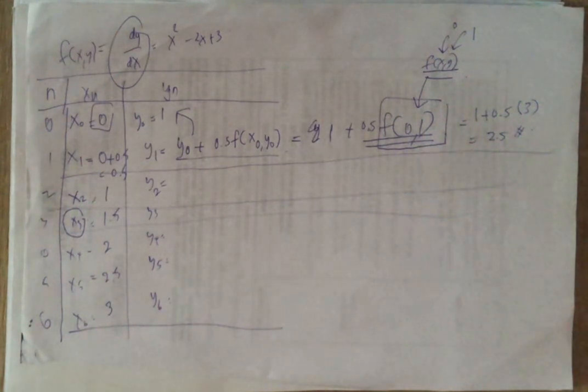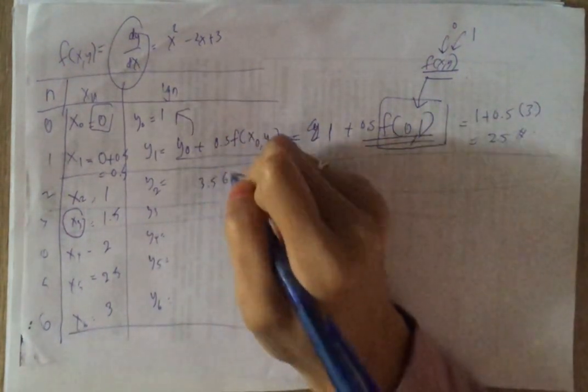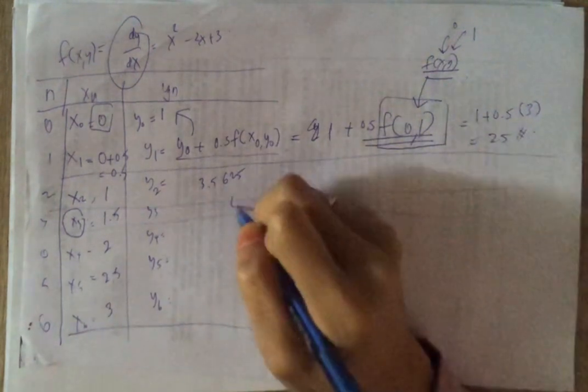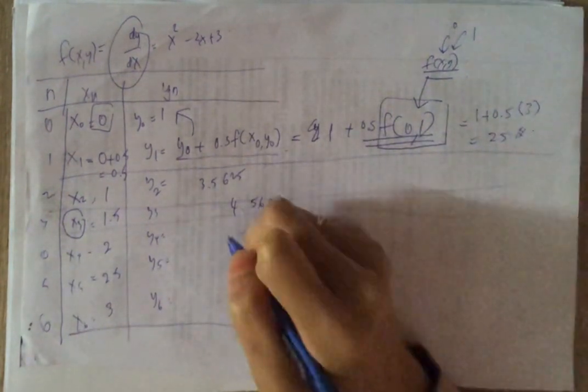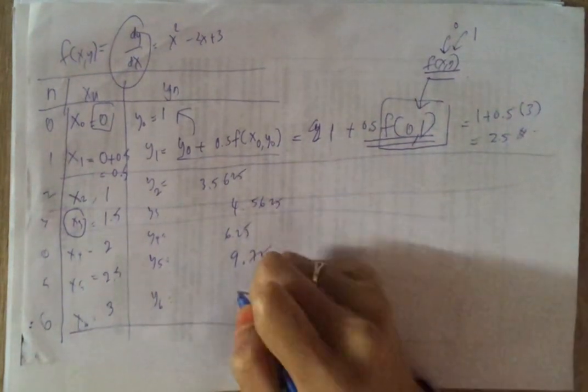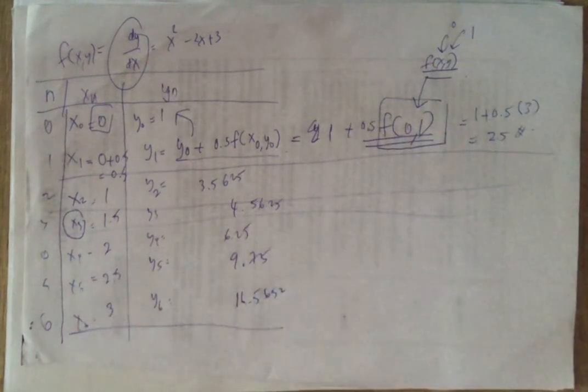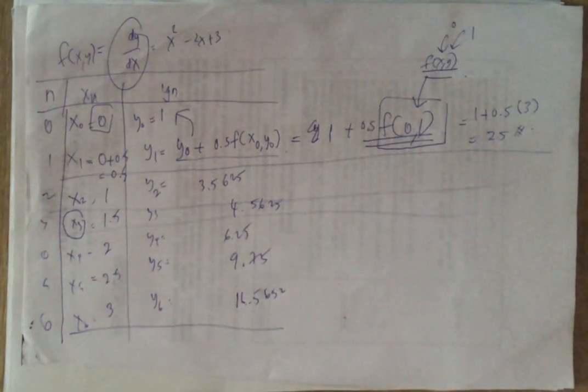Okay, class. So I will leave the rest for you to continue by yourself, but I will give you the final answer. Then you will check with yours. Okay, you do it by yourself. Okay class, so that's it for now. For this video, we just cover Euler's method. So the next video I will show you the Runge-Kutta second order.